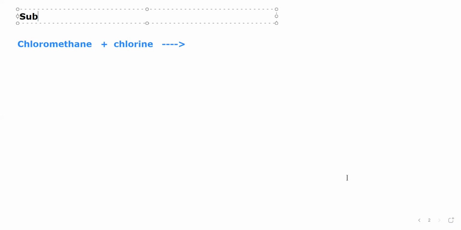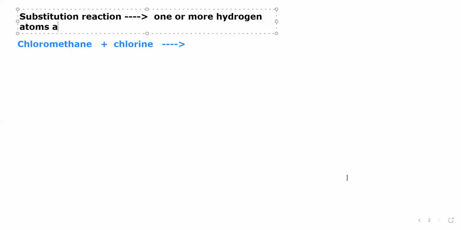So this is also called substitution. We call it a photochemical or substitution reaction. Photochemical, why? Because it requires light, as we have just learned, ultraviolet light. And substitution reaction, why do we call it that? Because one or more hydrogen atoms are replaced by chlorine atoms, right? Now we will see how more of them are replaced by chlorine.